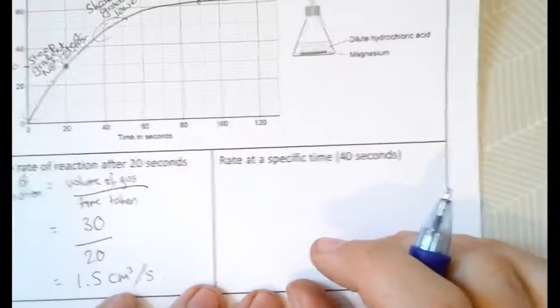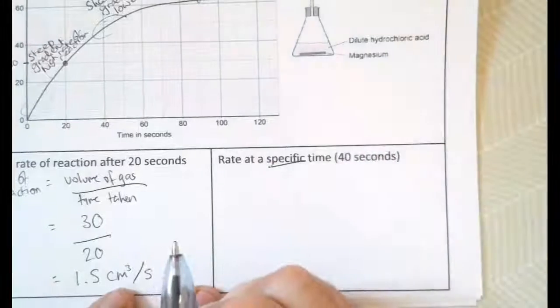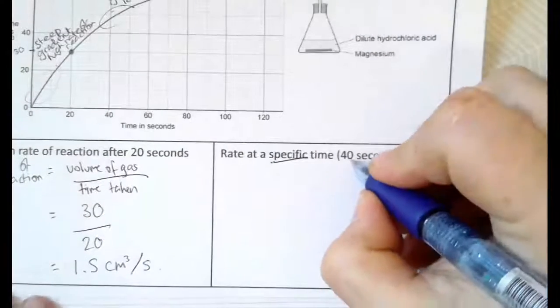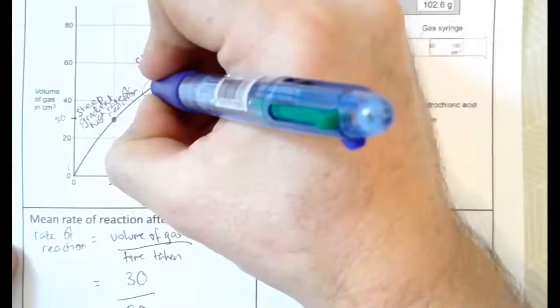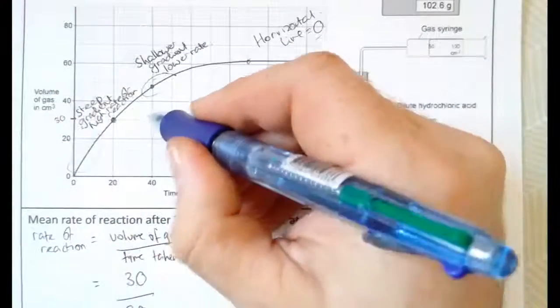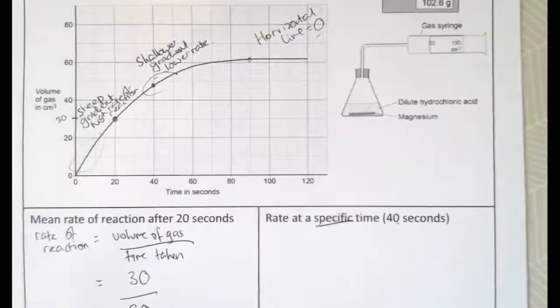They might ask us to do something that's a little bit more complicated. If they're asking us for a rate at a specific time, then we need to do a little bit more work. This question asks us for the rate at 40 seconds. So if we go back to our graph, here is 40 seconds. Now, if we were to try and work out the average rate, just like we did in the previous question, that isn't going to give us the answer we're looking for. So we have to do two things. If it's a specific time, we have to draw a line called a tangent. So we'll need a ruler to do this.